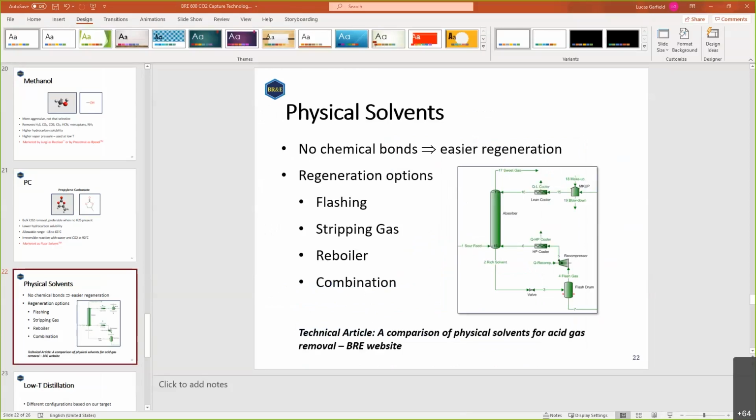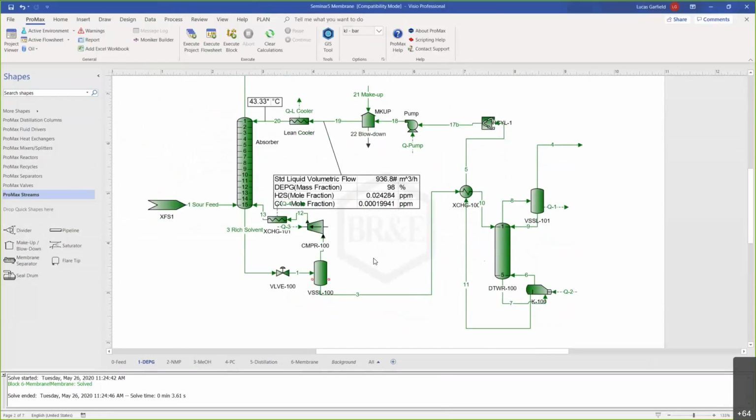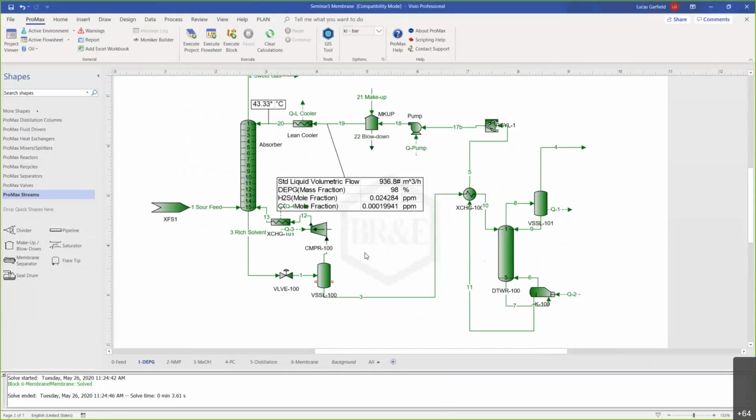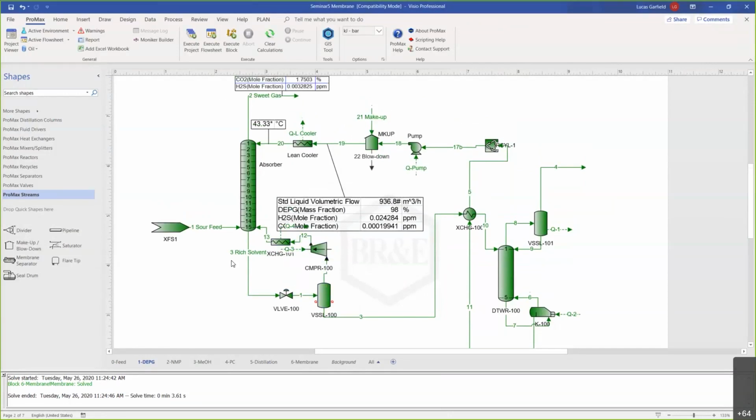I've got a DEPG unit here, and we'll just take a look at a couple of things. You can see that this DEPG unit is a little bit simpler than the one that I had on the slide. And it looks a lot like an amine sweetening unit, right? We have an absorber, we have a regenerator, and the only difference is that we have this kind of compressor on our rich flash. So let's take a look at what's coming in.